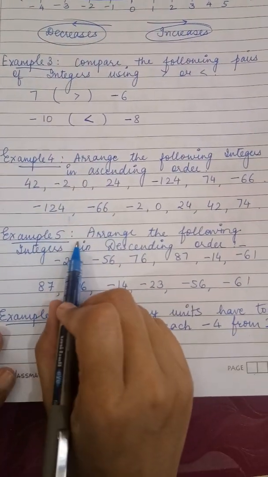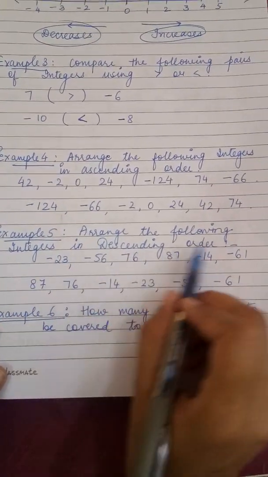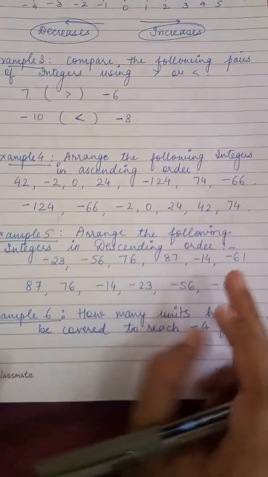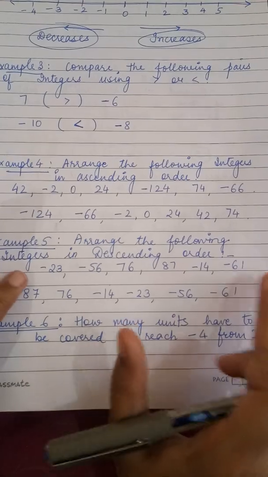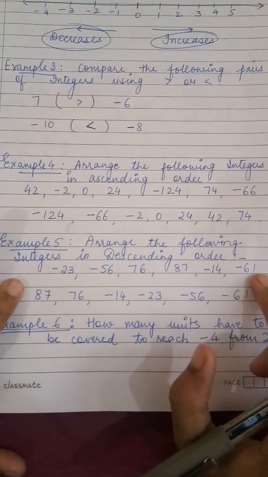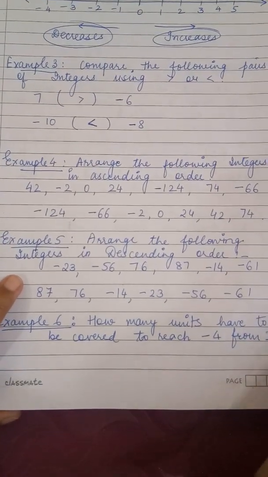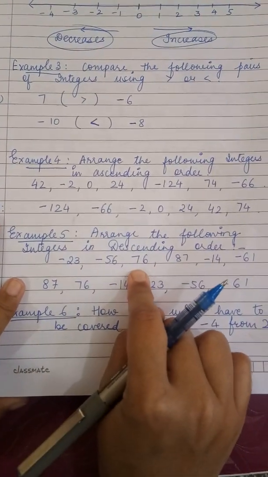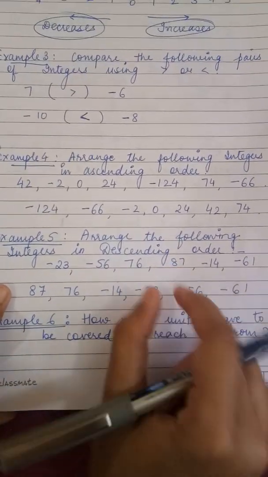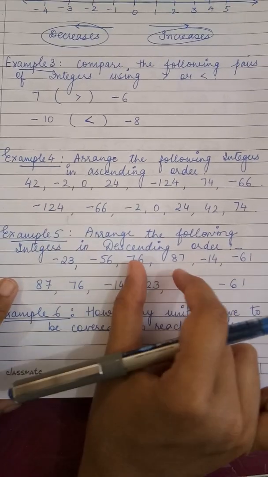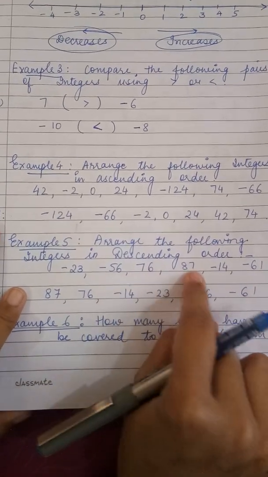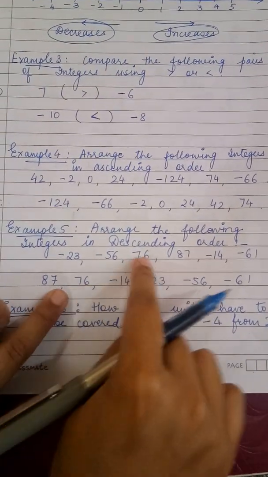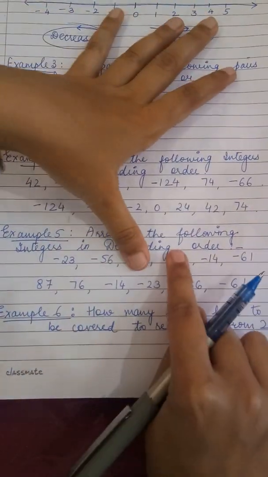Next is example 5. Arrange the following integers in descending order. Descending means from big to small. Now from big to small, again we are going to firstly identify which ones are the positive integers and which ones are the negative integers, because positive integers are greater than the negatives. So out of positive 76 and 87, these two are the positive ones, and out of these two, which one is the greater? 87. So I'm going to write 87. Then next is 76. Now my positive integers are done.